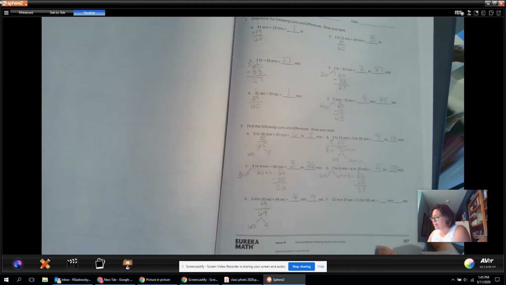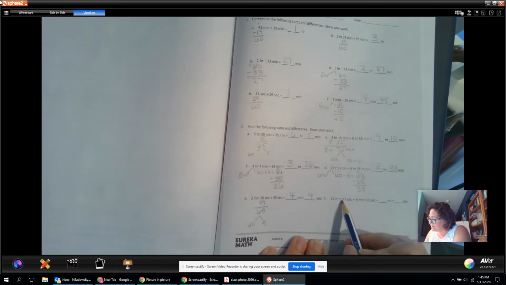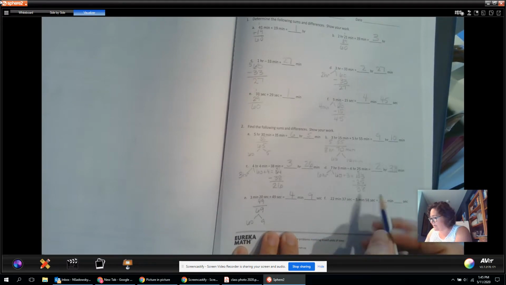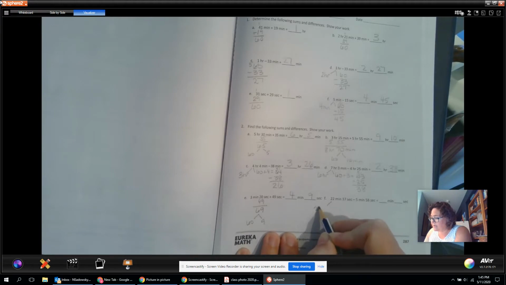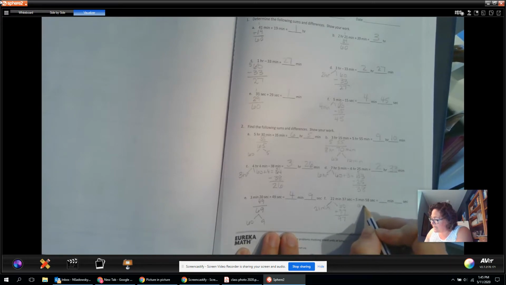And our last little problem on the page, we're doing a little subtracting action. 37 to take away 58. We're not going to be able to do that. So we'll have 21 minutes. We'll pull out 60 seconds. Put that 60 seconds together with that 37. Well, now we've got 97 to deal with, right? So we're doing 97 seconds minus that 58 seconds. Can't do 7 minus 8, so we'll borrow from next door. 17 minus 8 is 9.